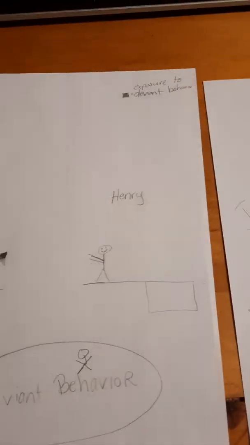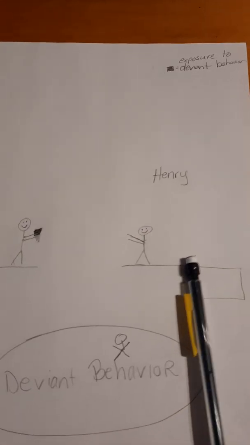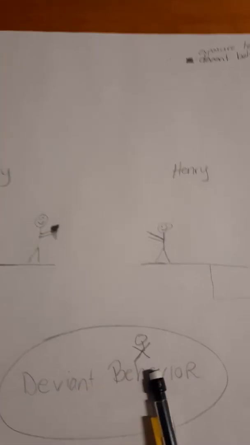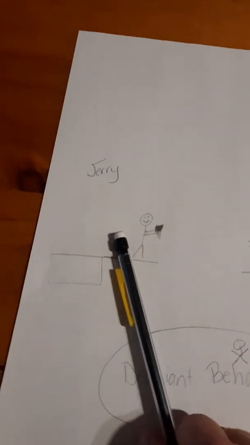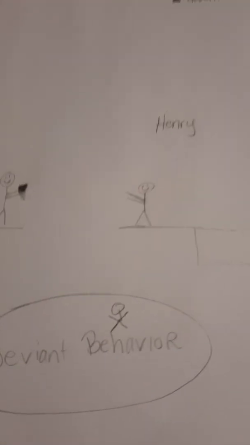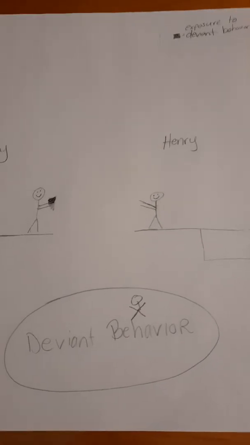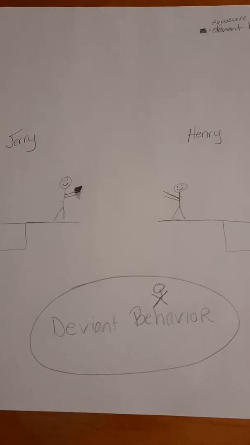So there's all kinds of circumstances where kids who might never be exposed to deviant behavior fall down into it, and kids who are exposed almost daily and never fall down into it. So this theory does not explain that, and that would be the weakness for this theory.